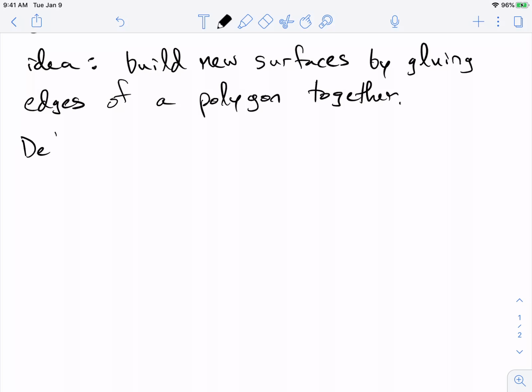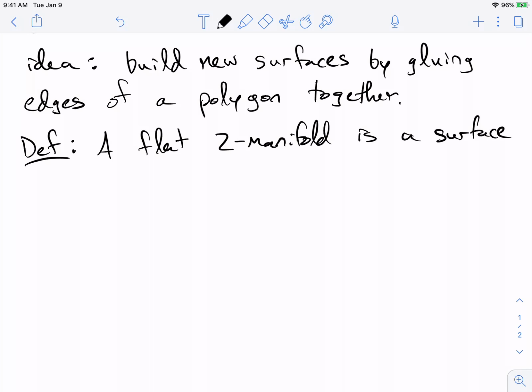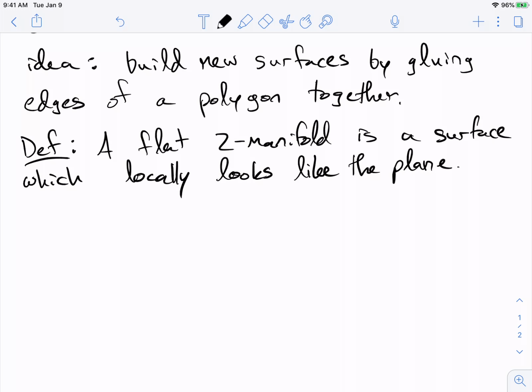So let me just recall the definition that we've been studying. A flat two manifold is a surface which locally looks like the plane. And this is from an intrinsic perspective. So if I'm a bug on this surface and I'm only looking in some small region surrounding me, like maybe I can only see a few feet in any direction, so I'm just looking at a little disk with myself at the center, that disk looks like a disk in the plane.